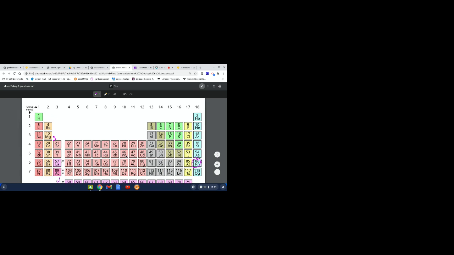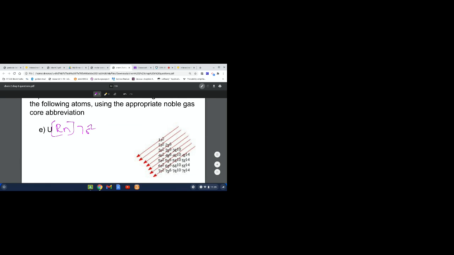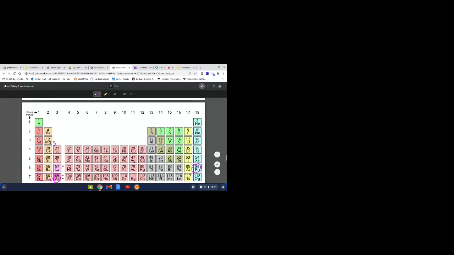Oopsie. So radon is here. The next level is 7s2. And then after that, we skip down to the F block down here. And it would be 1, 2, 3, 4, 5F4.